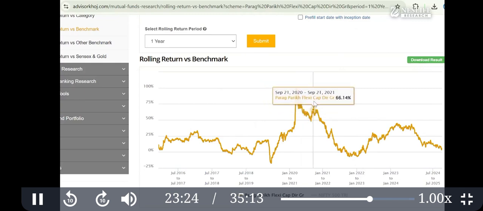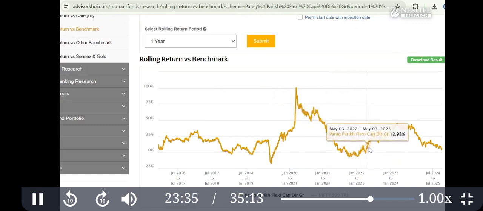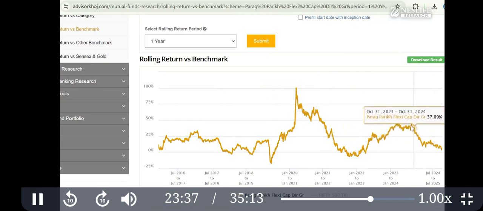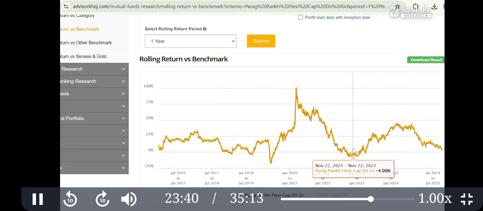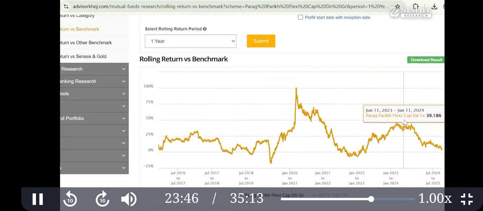So in this rolling return, the data is collected every day, and every day's return is calculated. Now we selected a 1 year period, so this 1 year data is already plotted first. This is the entire data of 1 year, 1 year, 1 year, like this.